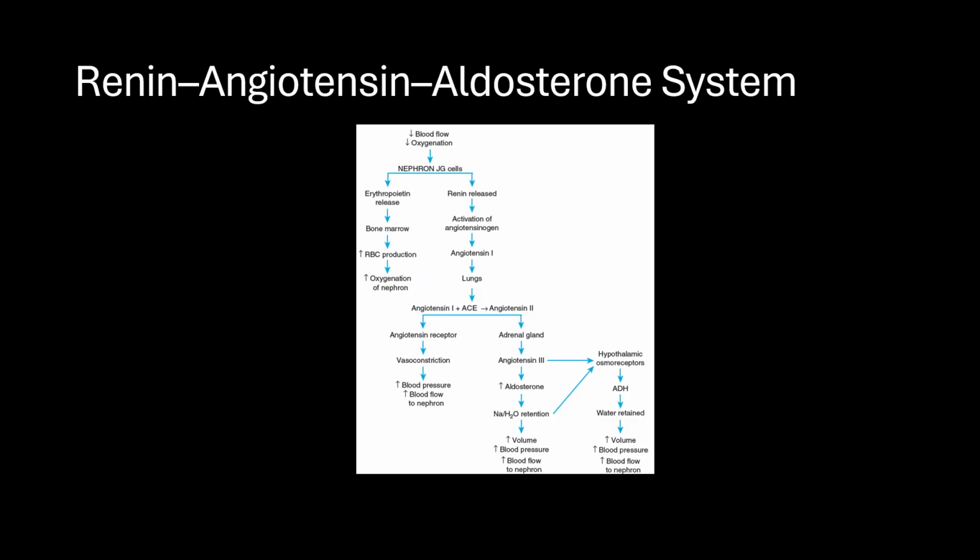When the kidneys sense low blood flow, they release renin. This starts a cascade producing angiotensin II, a powerful vasoconstrictor that raises blood pressure. Angiotensin II also signals the release of aldosterone, which makes the kidneys retain sodium and water, increasing blood volume and pressure. This system is vital for survival but can worsen hypertension, which is why so many drugs target it, like ACE inhibitors and ARBs.